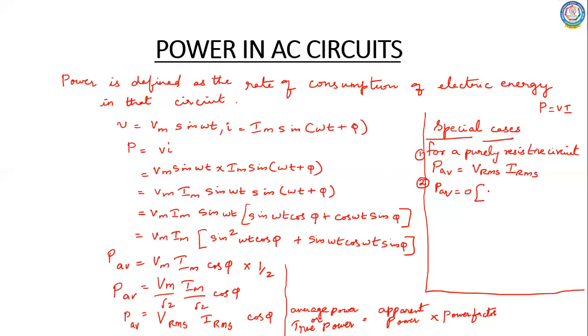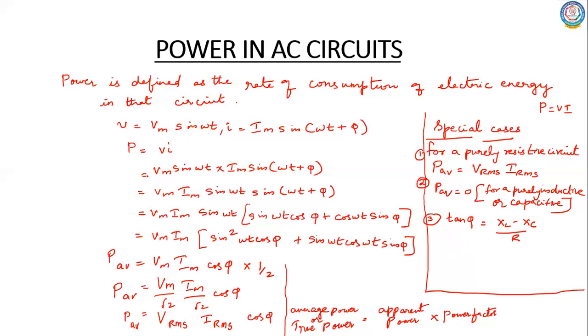So for a purely inductive or capacitive circuit, average power is 0. The next case is a series RLC circuit. We know the phase angle as tan phi equals XL minus XC by R. So phi will be tan inverse of XL minus XC by R.